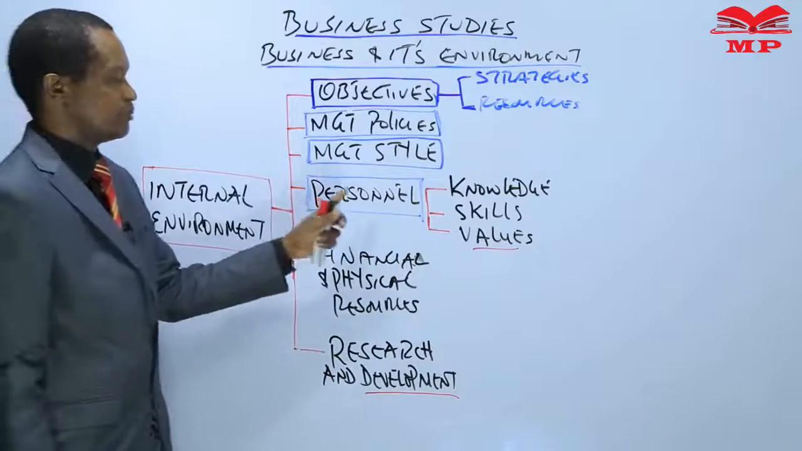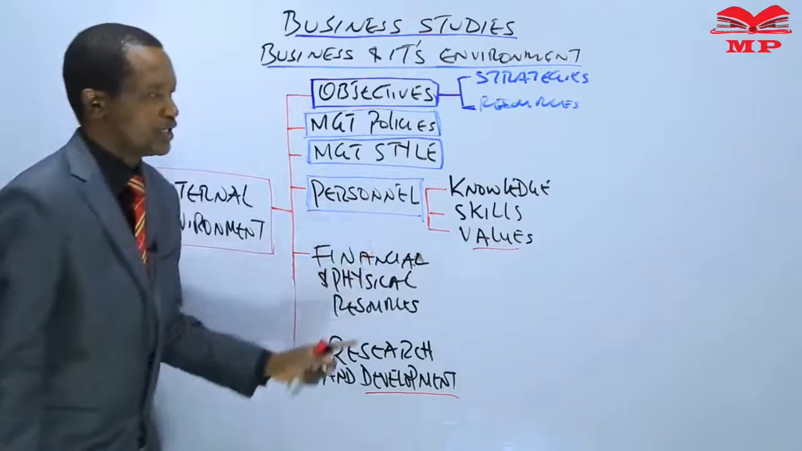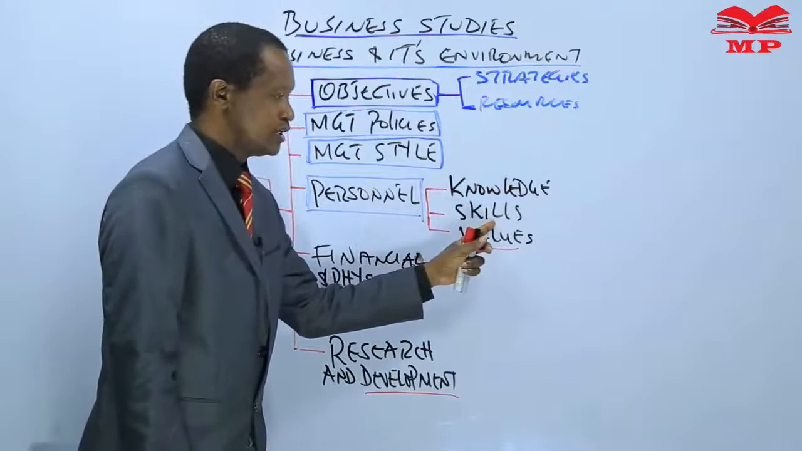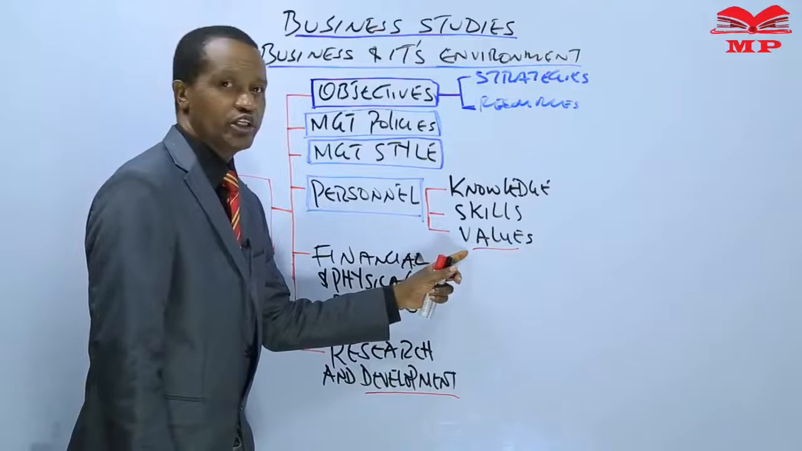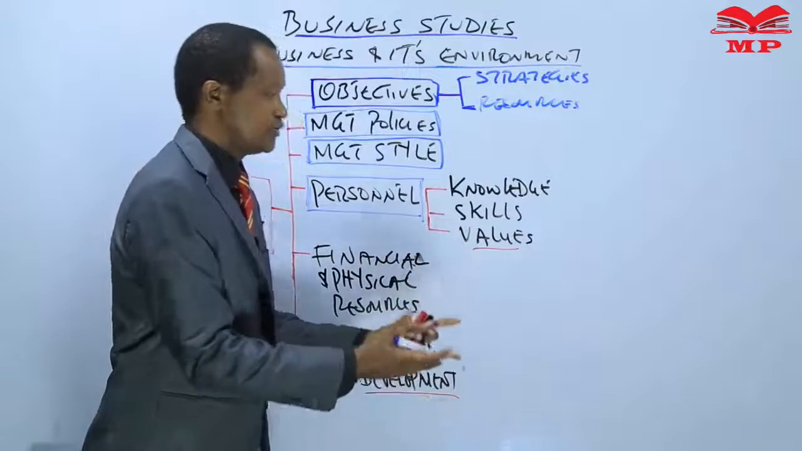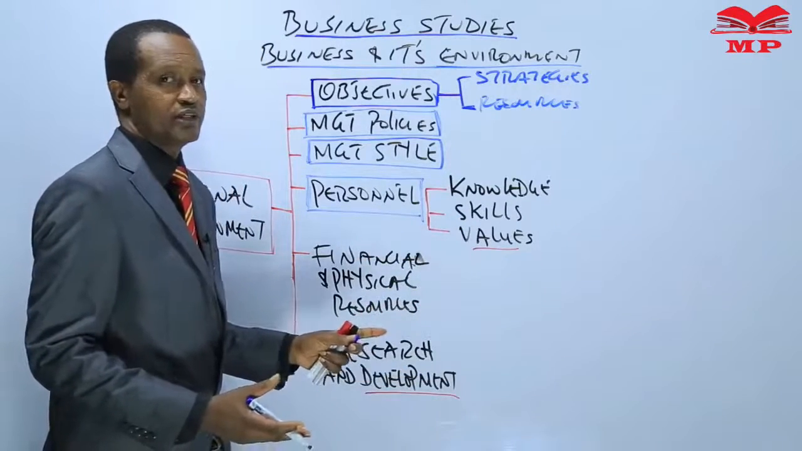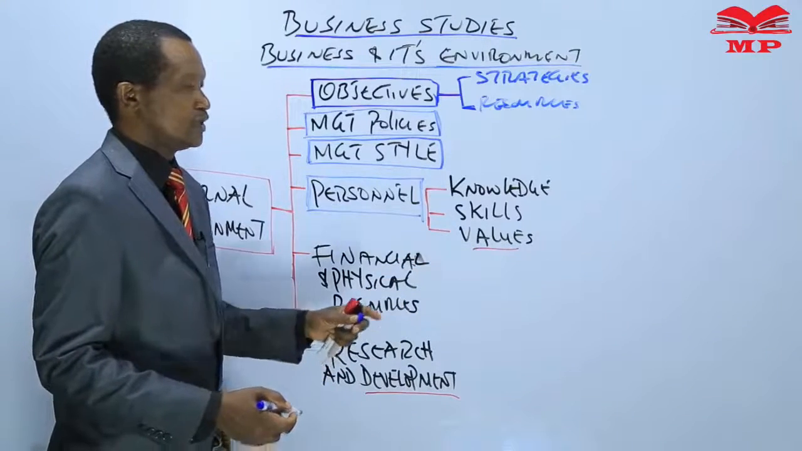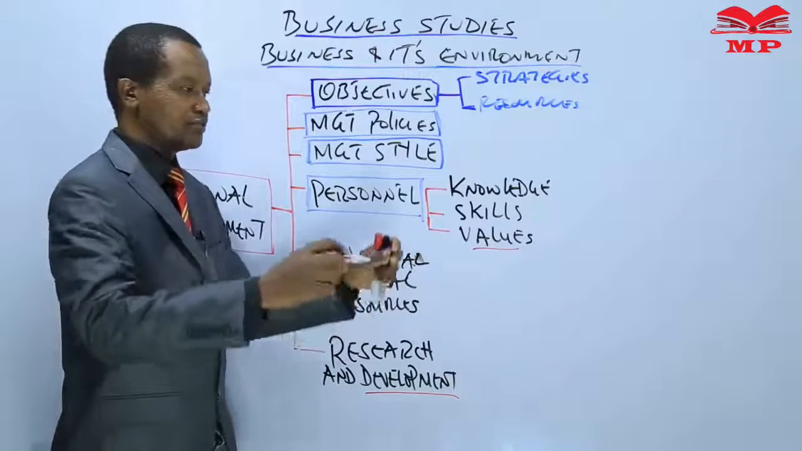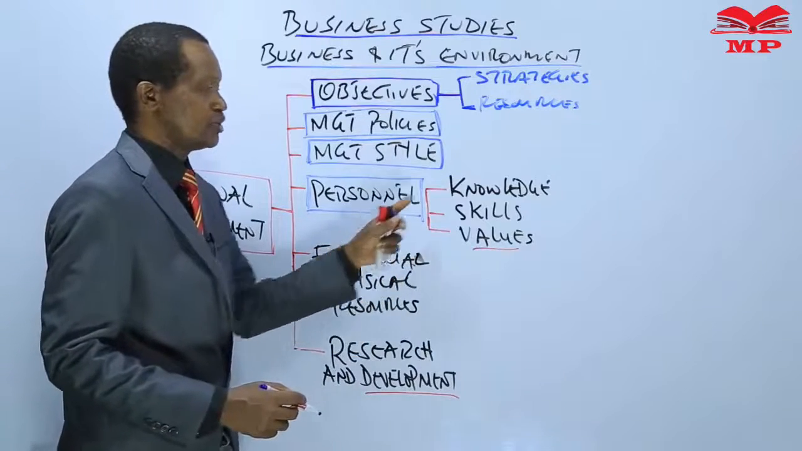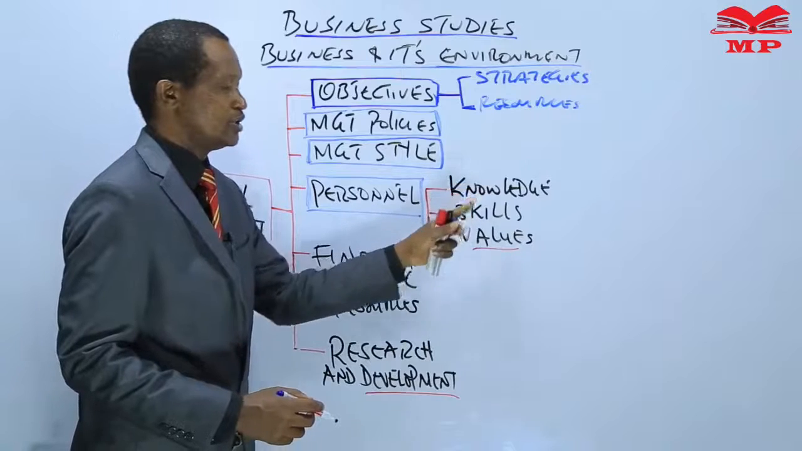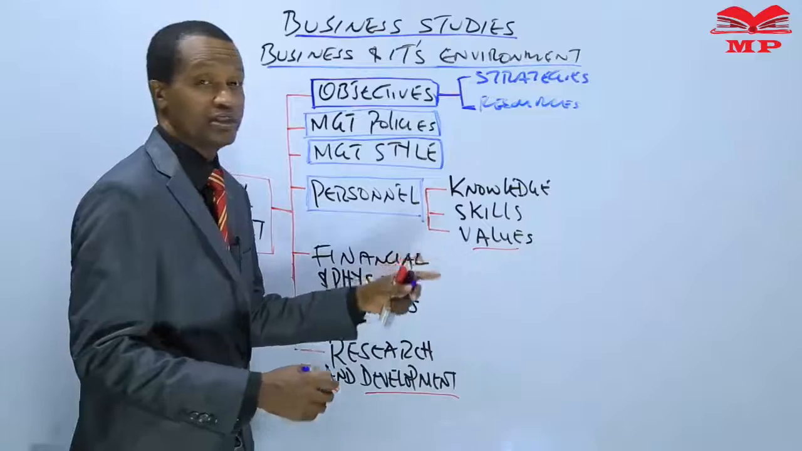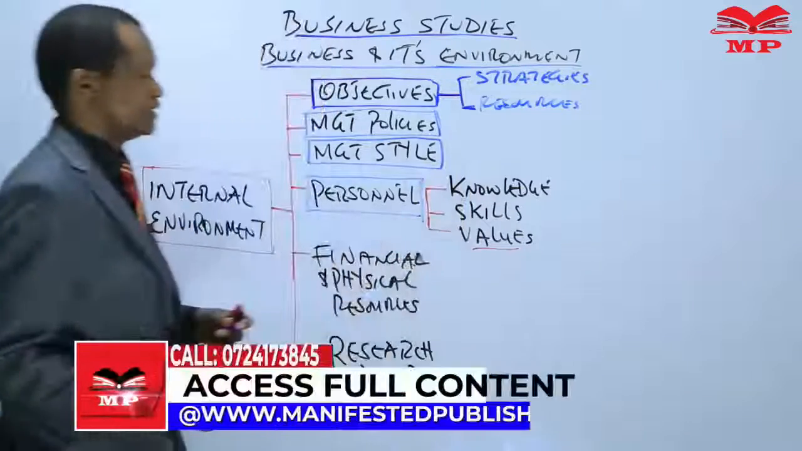This, we said, are employees. The company should hire employees who are knowledgeable, who are skillful, and who share the core values of the company. Okay, core values. If the business employs workers who are skilled and who have knowledge and they hold certain good values, then that company is bound to succeed.